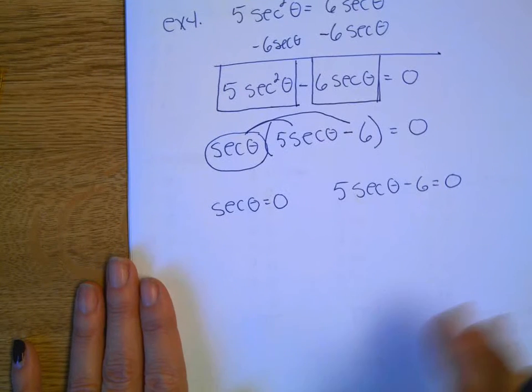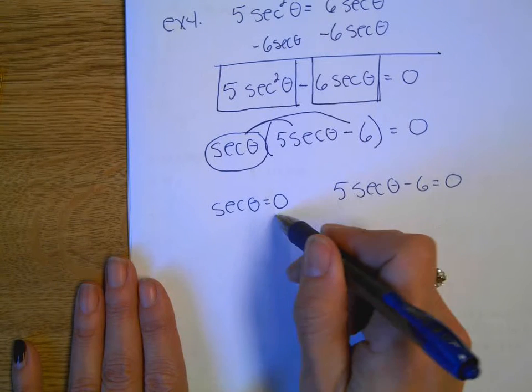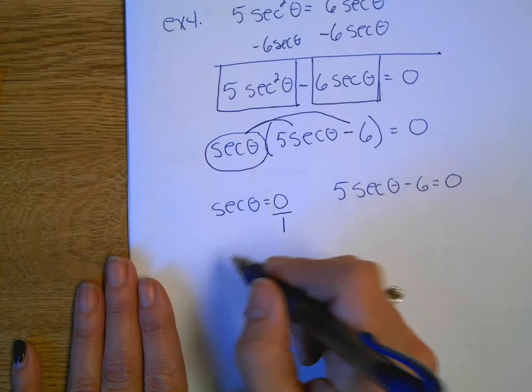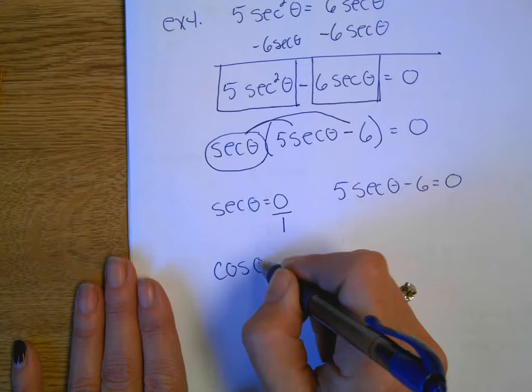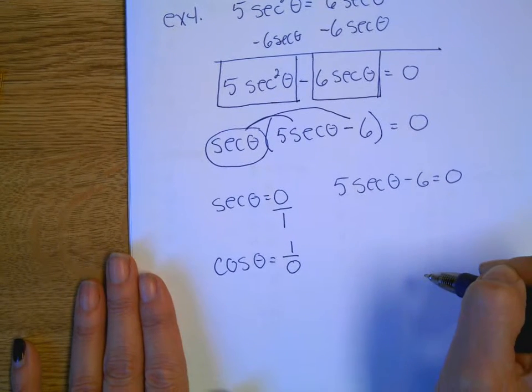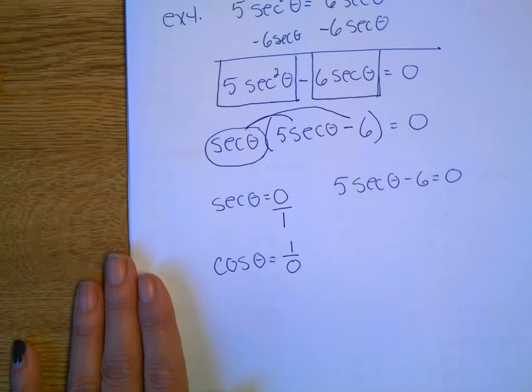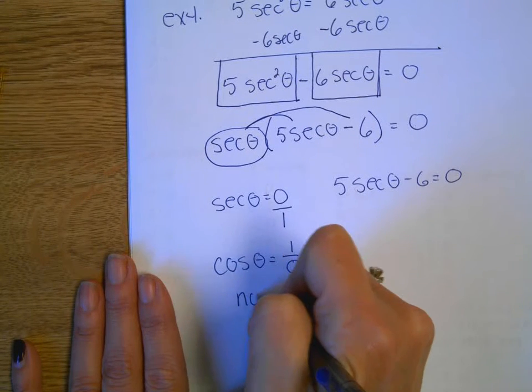Okay. What do we want to do with secant to turn it into something we can look up? Flip it. And we'll make cosine out of it. Will cosine ever equal 1 divided by 0? What's 1 divided by 0? Undefined. No, it will not. Is cosine ever undefined? No, it is not. It is just a continuous function that goes up and down forever. No solution on this factor.